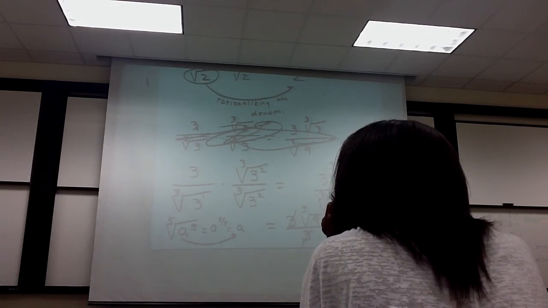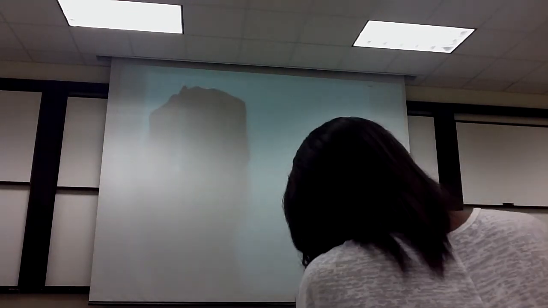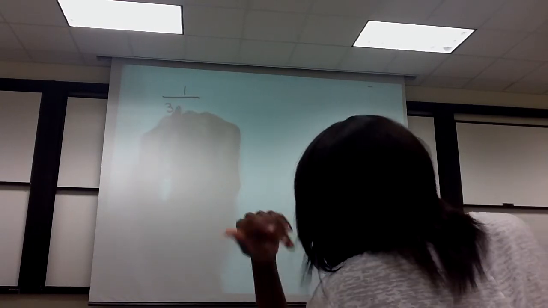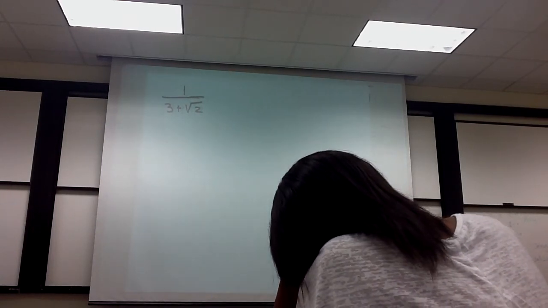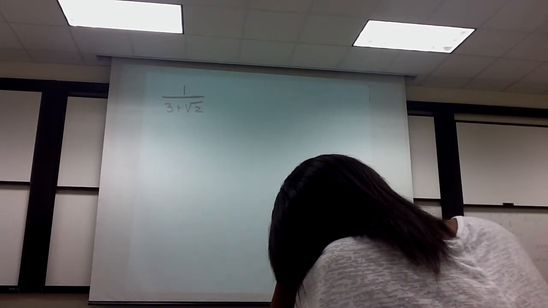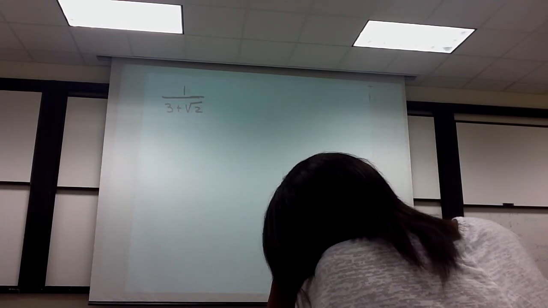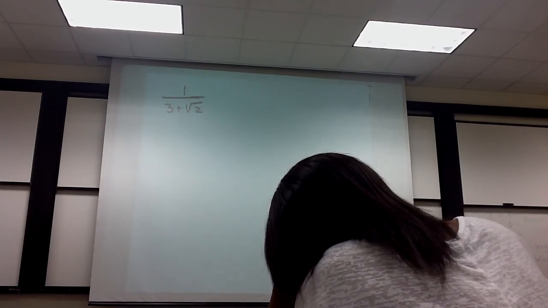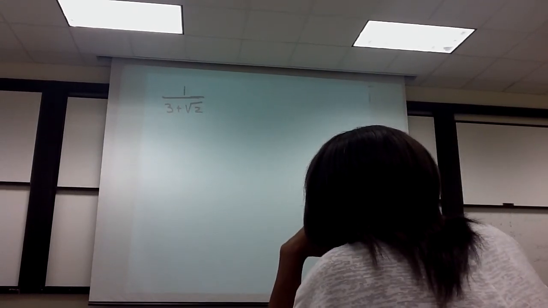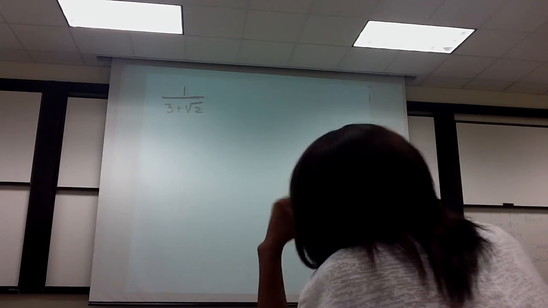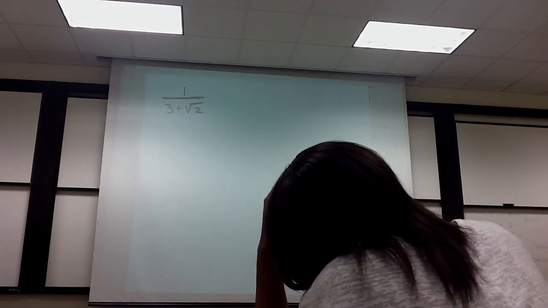All right, that was challenging. Let's look at one that's even more challenging. Notice the difference between this problem and the last ones we were looking at. The last ones we were looking at just had a single radical in the denominator. This one has a 2-part denominator, one part of which is a radical.